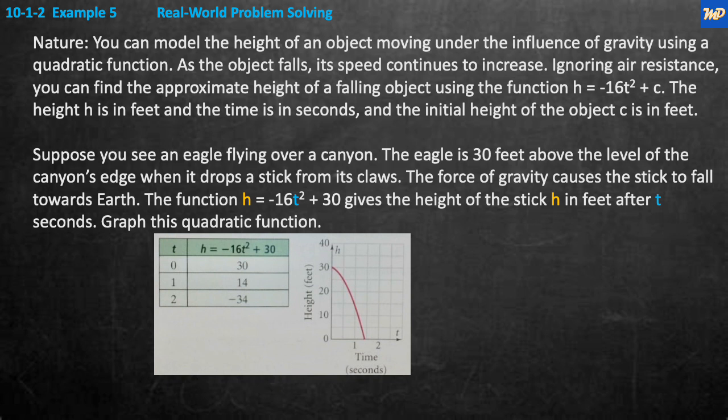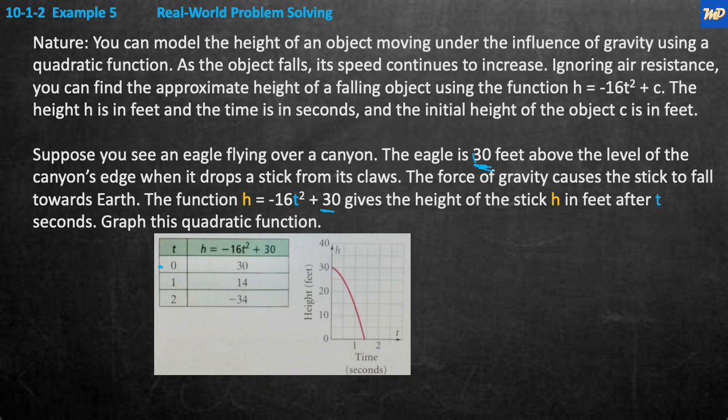Well, they said that the eagle was 30 feet, right here, 30 feet. And here we're talking about the 30 is the c value in our equation. How high the vertex is shifted from zero, okay? Graph this quadratic function. Well, at zero, here's zero, what is the height of the stick at time equals zero?